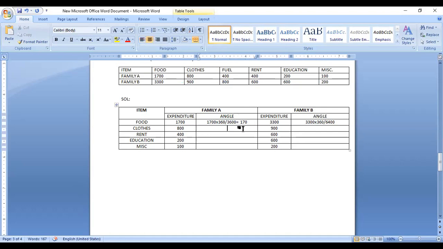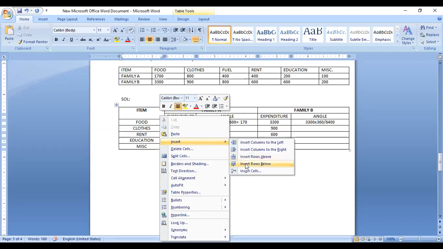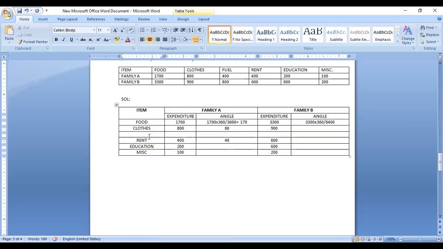Okay. So if we do like that, for each component, here it will be 80 degrees, here it will be 40 degrees, and here I missed one component that I have to include now. After clothes, fuel is there. For fuel, here it is 400, here it is 800. So here it will be 40. If we calculate, these values will come. Please find out on your own.